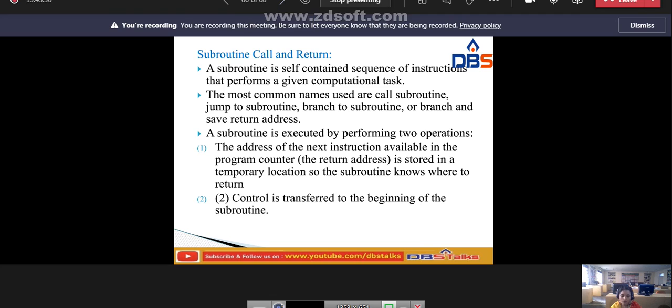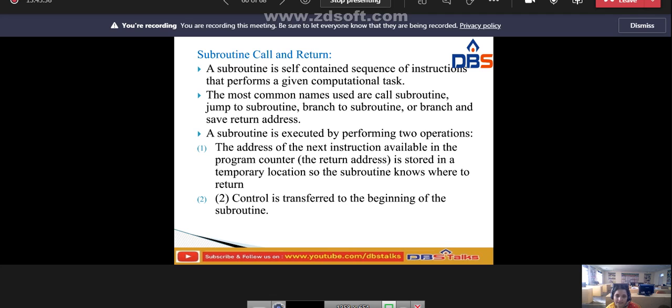Next, subroutine call and return. A subroutine is a self-contained sequence of instructions that performs a given computation task. The most common names used are call routines, jump to subroutines, branch to subroutines, or branch and save return address.